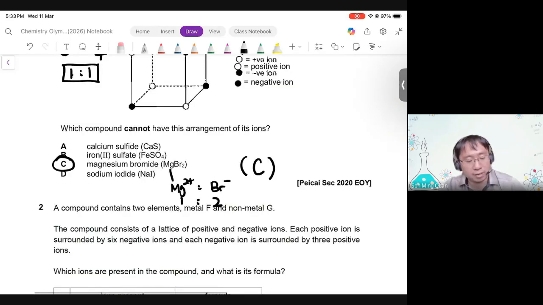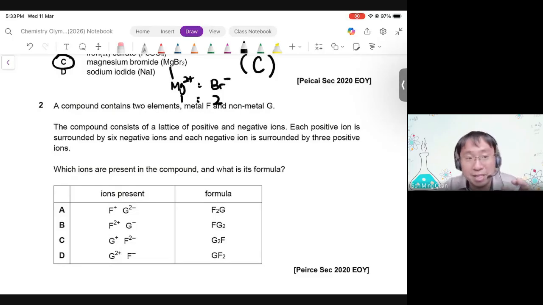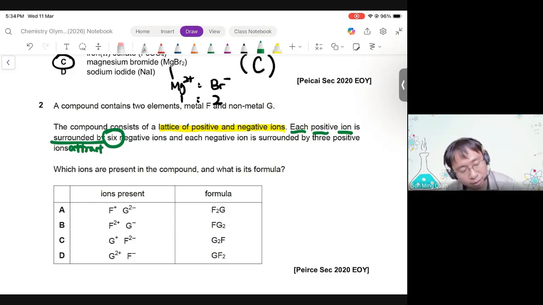Okay, so the next one, I think my fourth flourish would have seen this before from our notes as well. So another very common question is, instead of giving you the structure, I give it to you in words, right? So the compound consists of a lattice of positive and negative ions. That's the ionic lattice. Now the next one is very important. Each positive ion is surrounded by 6 negative ions. What this means is, one positive ion attracts 6 negative ions. On the other hand, each negative ion is surrounded by 3 positive ions.